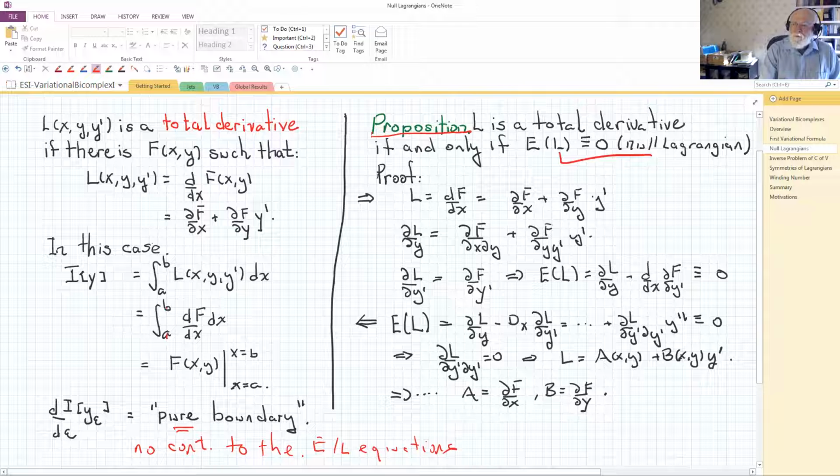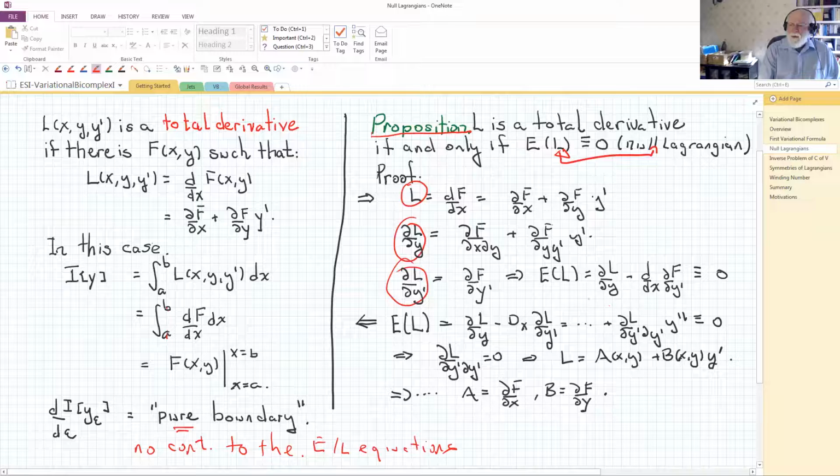Lagrangians whose Euler-Lagrange expressions are 0 are frequently called, in this business, null Lagrangians. I gave a proof of this, that if you have a total derivative, then the Euler-Lagrange expression would be 0, using the action integral. But I'm not going to go through all these calculations here. You can just calculate, here's my L, the derivative with respect to y, the derivative with respect to y prime, plug into the Euler-Lagrange expression, and you find that the Euler-Lagrange expression equals 0. This is just a good exercise in elementary calculus.